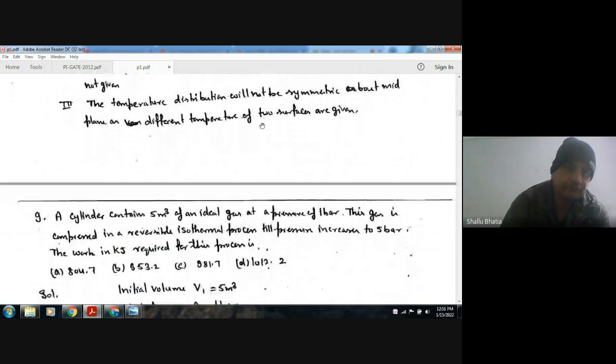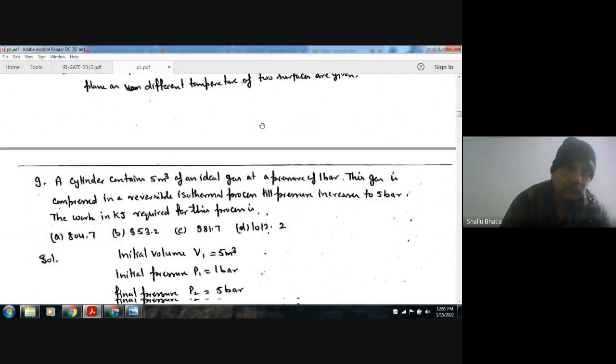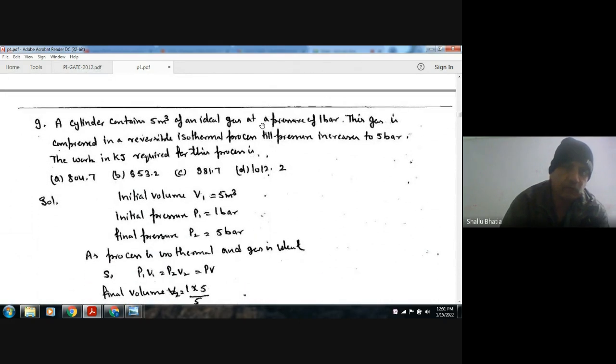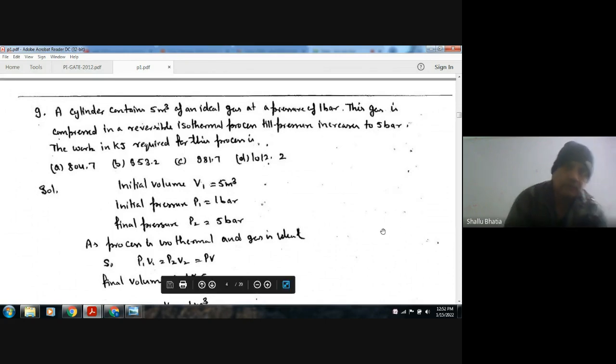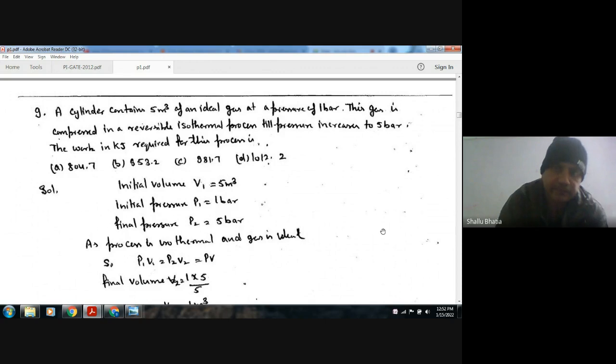Next, a cylinder contains 5 meter cube of an ideal gas at a pressure of 1 bar. The gas is compressed in a reversible isothermal process till the pressure increases to 5 bar. The work in kilojoule required for this process is: the initial volume is 5 meter cube, the initial pressure is 1 bar, the final pressure is 5 bar, and an isothermal process has been performed.